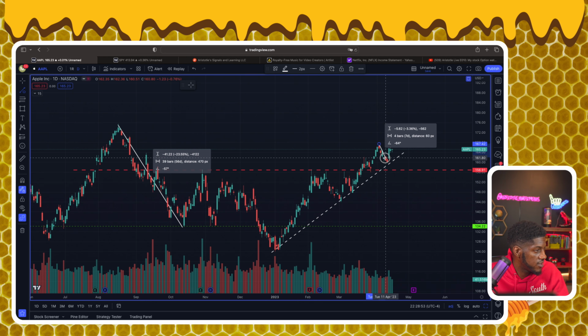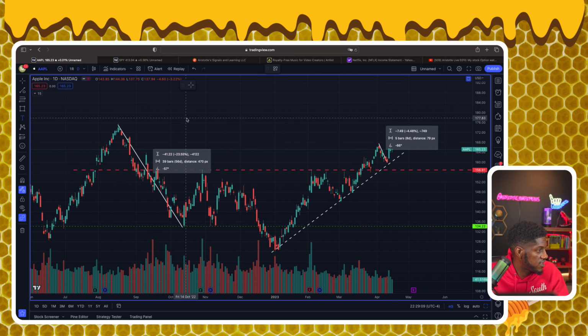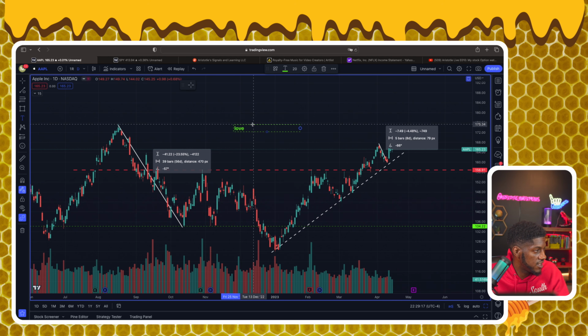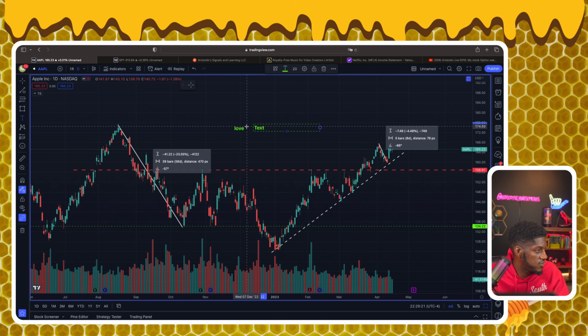You can go right here. So from the highs, we have about a 7% decline. So I like that. There's a lot that you can do with this. Then you have your text, just in case you want to text something, spread the love. You can move this thing anywhere. So you can add as many text signals as you want.